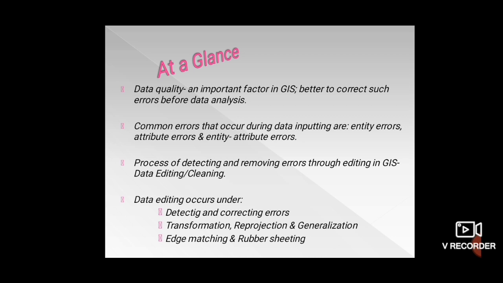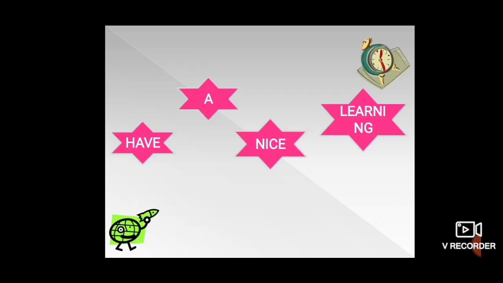Data editing generally has three major stages. First, we will detect and correct the errors. Then it will be followed by transformation, reprojection and data reduction through the generalization process. Next, we will match the edges between sheets that come across several map sheets. And finally, we will reduce the distortion of the shape and try to restore the original shape through the process of rubber sheeting.